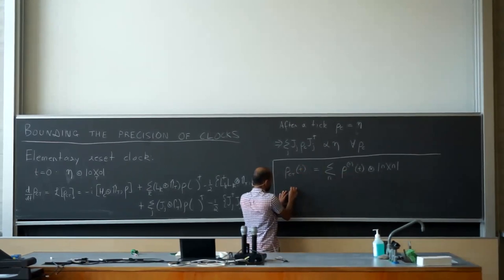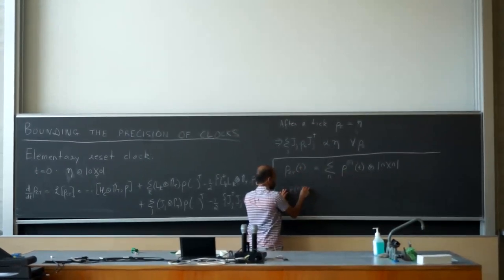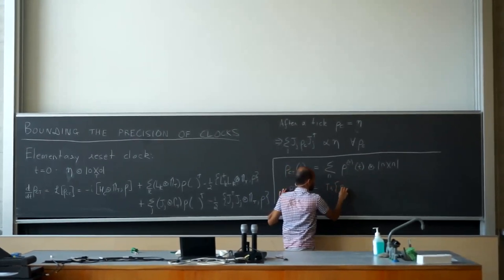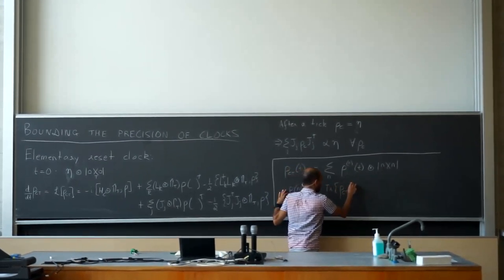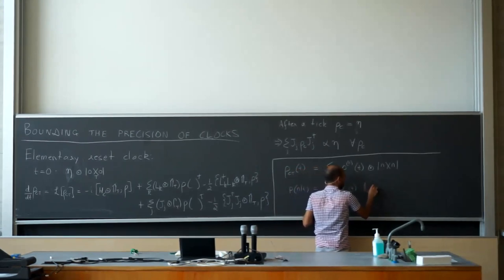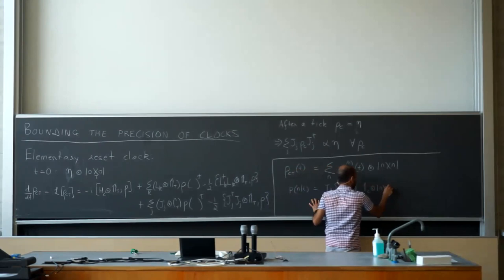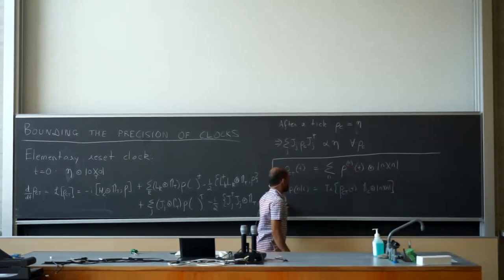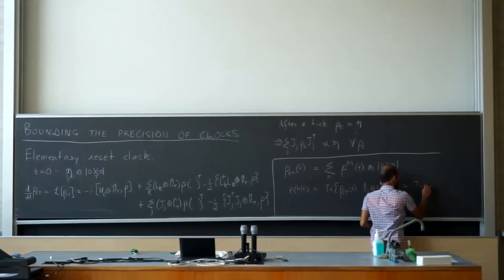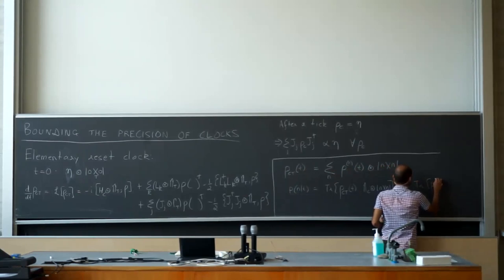So the probability p of n given t is the trace of rho, the state of the clock and the register at time t, with the measurement operator, which is identity on the clock, n on the register. So if I take this operation, of course, I'm going to isolate only that term, and then I take the trace of that. So this is just trace of rho n of t.